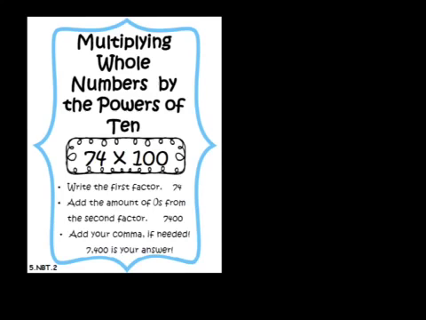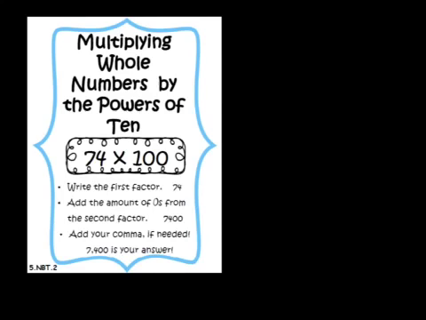The second, 74 times 100, there are 2 zeros. So you write 74 and 2 zeros, 7,400. 74 times 1,000, which is 3 zeros, 74, 0, 0, 0, 74,000. And 74 times 10,000, your first factor, 74, and 1, 2, 3, 4 zeros. 1, 2, 3, 4. So that would be 74 times 10,000 is 740,000.